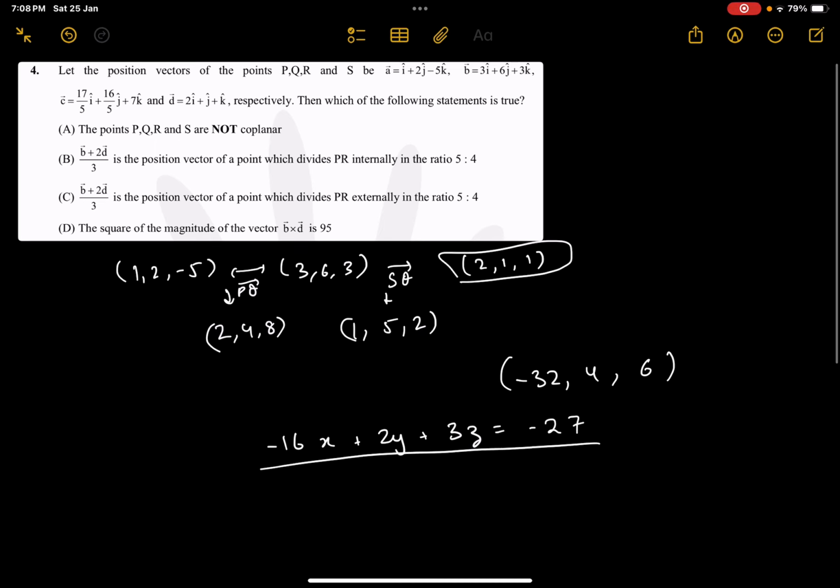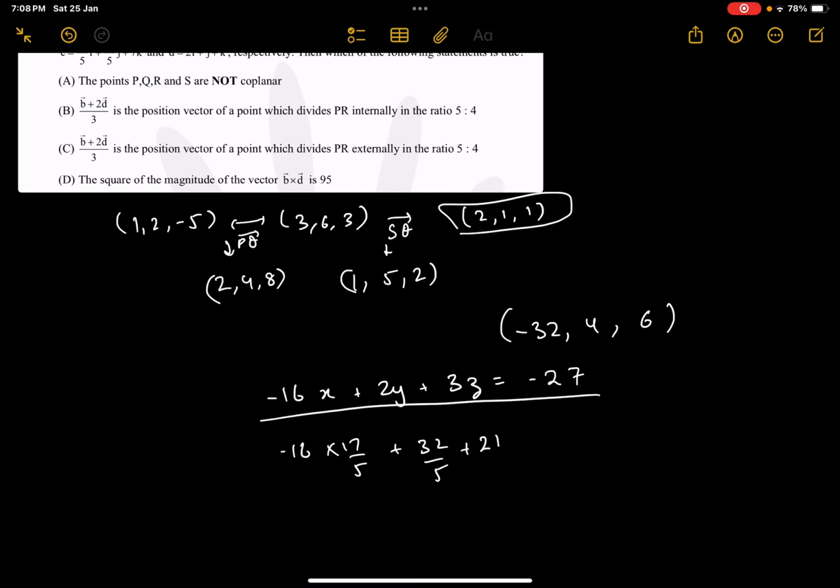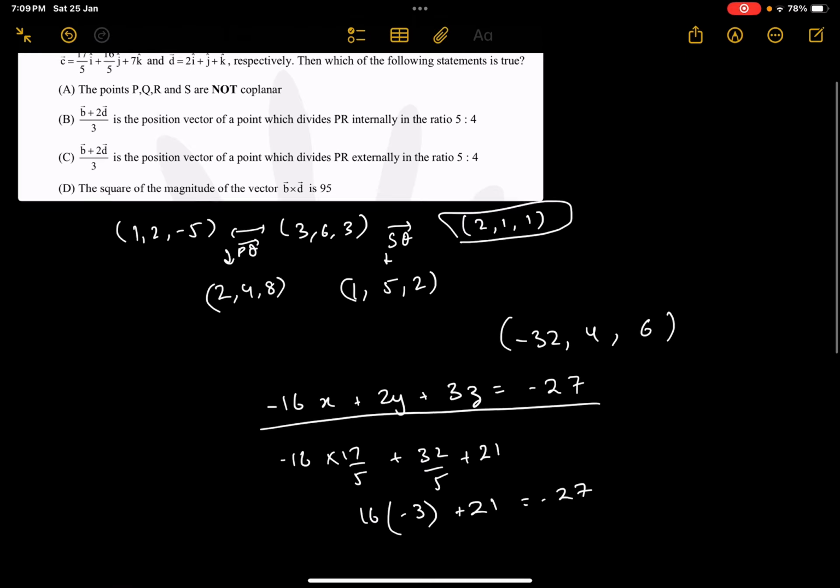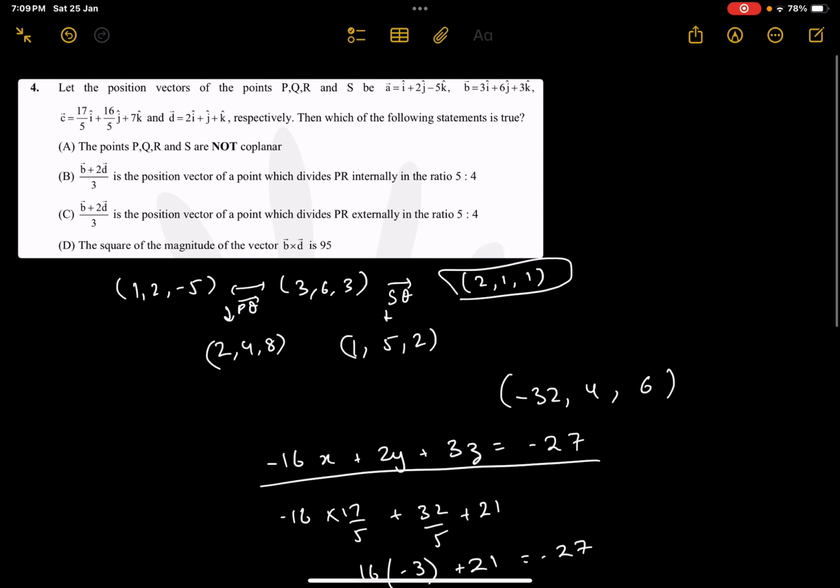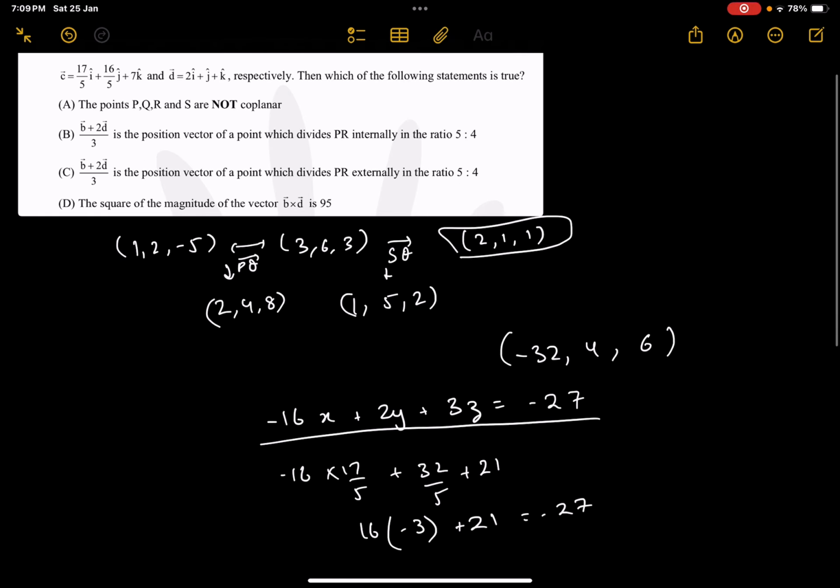Let's see if R lies on it. So -16 into 17 by 5 plus 32 by 5 plus 21. So 32 by 5 is 16 into 2 by 5 minus 17 by 5. So this becomes 16 into -15 by 5, which is -3, plus 21. So yeah, R indeed lies on the plane PQS. So A option is false because the 4 points are coplanar.